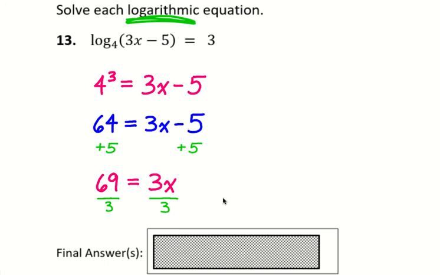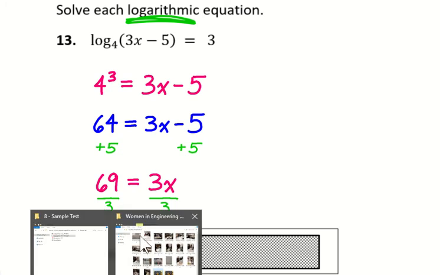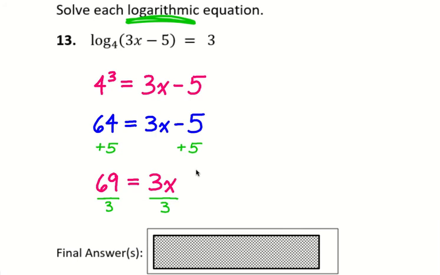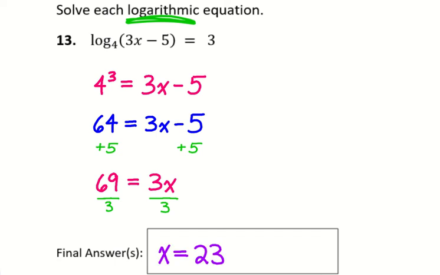Oh, yep, that was the Women in Engineering field trip, which probably ended up on Facebook in 2018. Anyway, where was I? So we're just dividing both sides by 3. And yeah, I still have to email those pictures to the guidance counselors to put on Facebook, I guess.